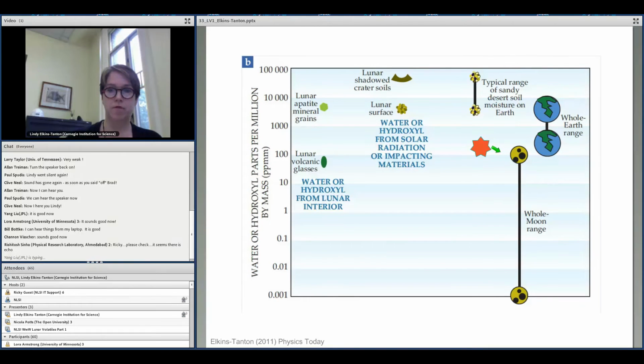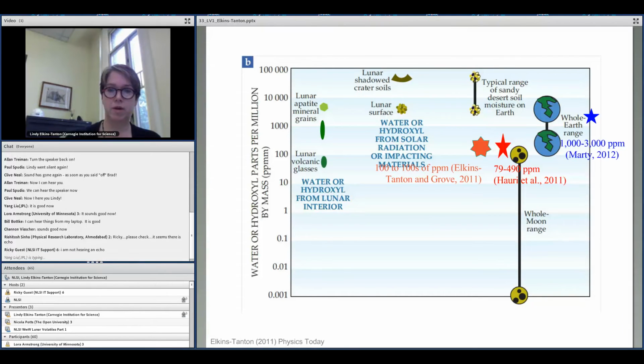And so finally, let me return to this slide, with water or hydroxyl on the vertical axis. And the thing that I want to point out here is that here with this red star, this is the estimate that Saul and Howery and their group made in 2011 for the bulk lunar interior water content based on the measurements that they made from samples that were erupted about 3 billion years ago.